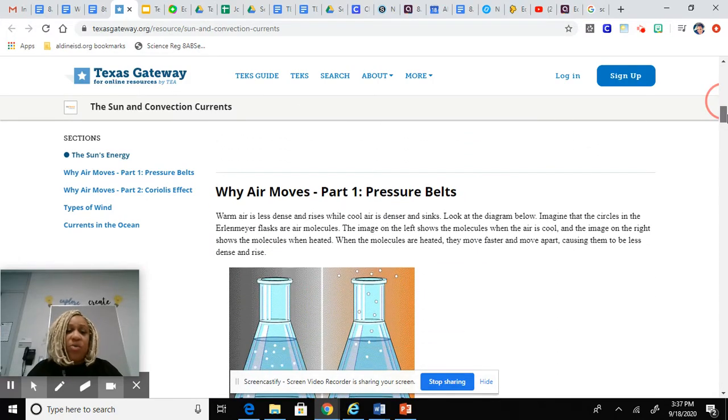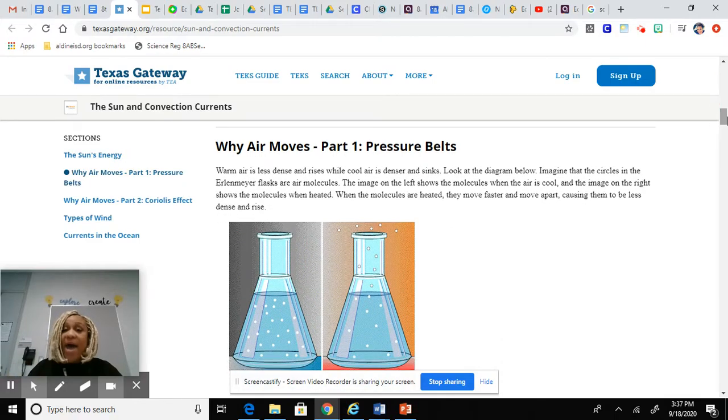All right, so let's talk about why air moves then. So you have what are called pressure belts. Warm air is less dense and rises, while cool air is denser and sinks. Take notes. Look at the diagram below.